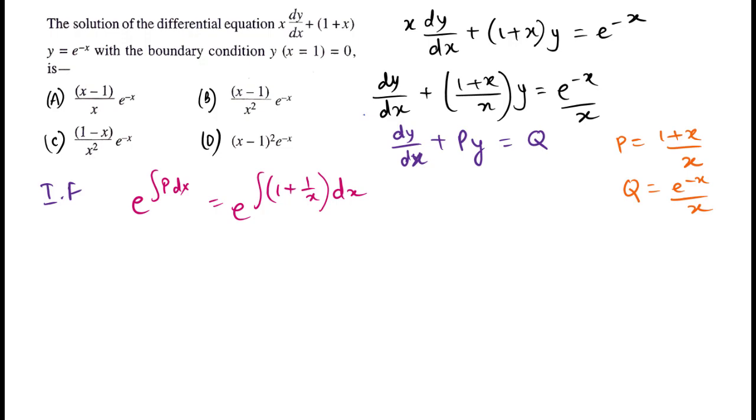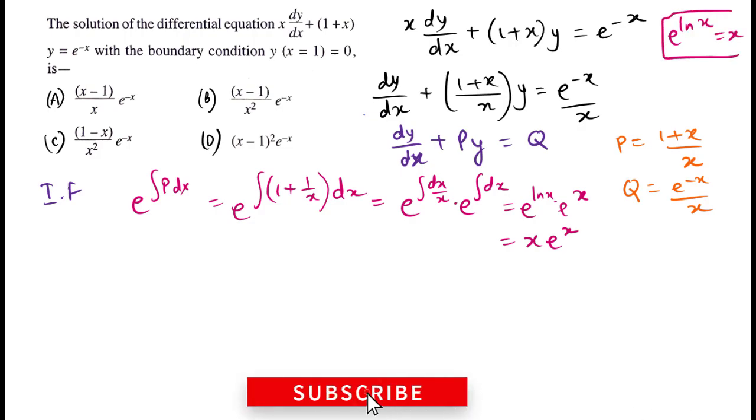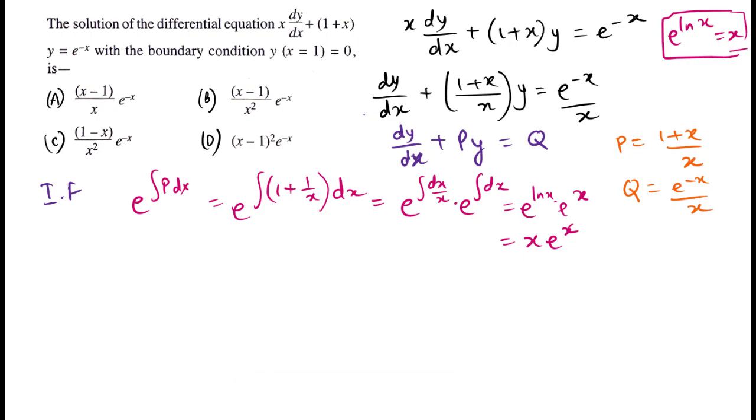is 1 plus 1 by x, and then this will be e to the power integral dx by x times e to the power integral dx, which is equal to e to the power ln x times e to the power x, and you can write it as x e to the power x, because e to the power ln x is equal to x. I hope you remember this. Okay, so we have found the integrating factor.